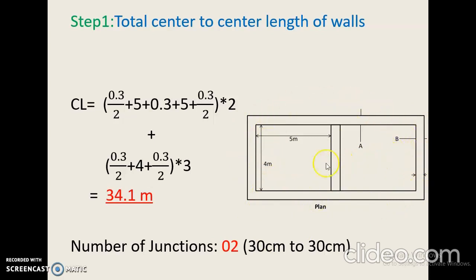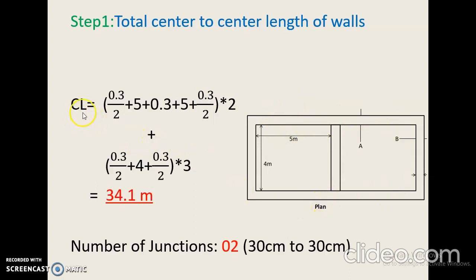And remember, dear students, here the thickness of all the walls is 0.3 meter, hence we have only one type of wall. We should calculate the center to center length of the given wall of 0.3 meter thickness. If you have walls of different thickness, then you need to calculate the center to center length for each thickness of wall. Let us see now how to calculate the total centerline length.